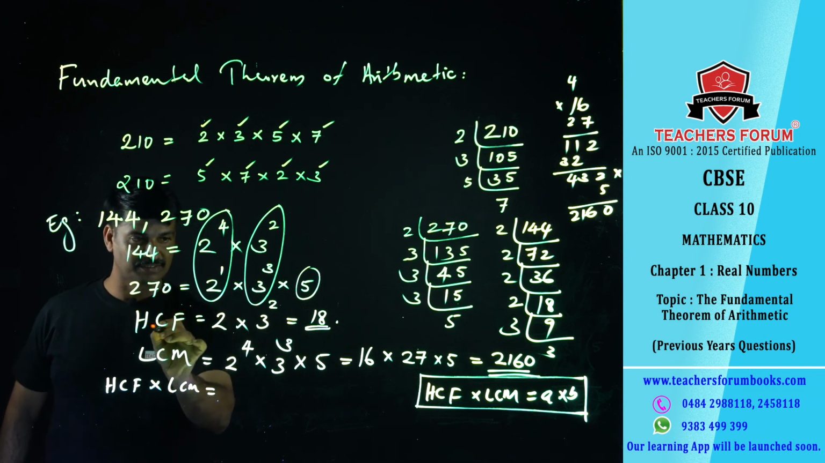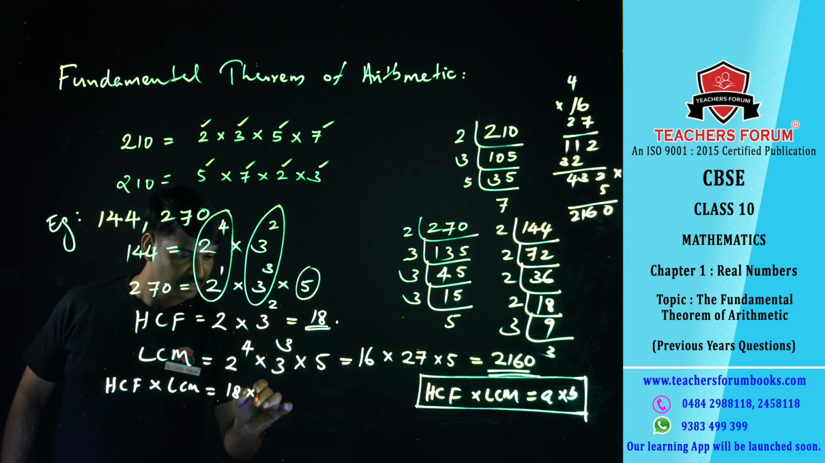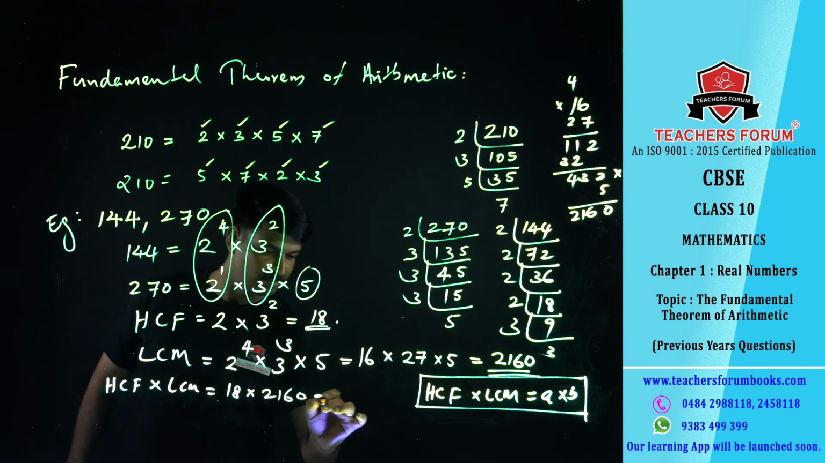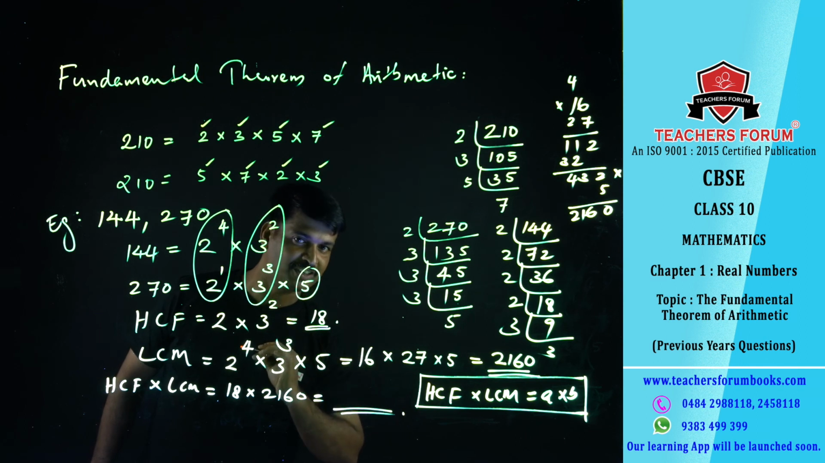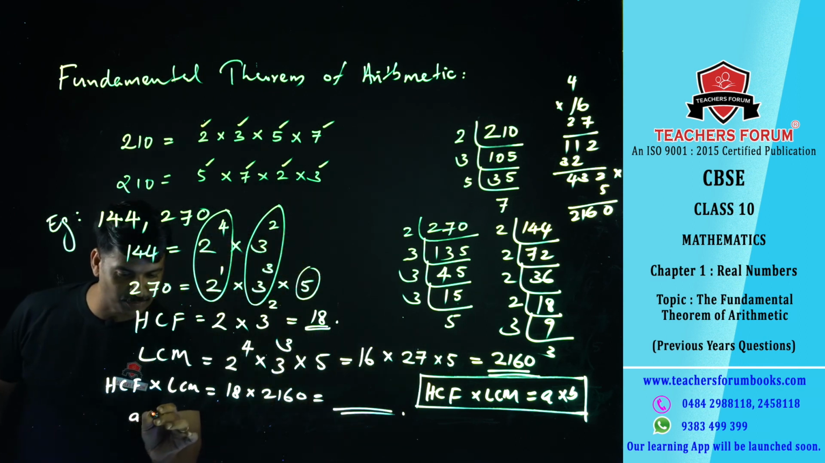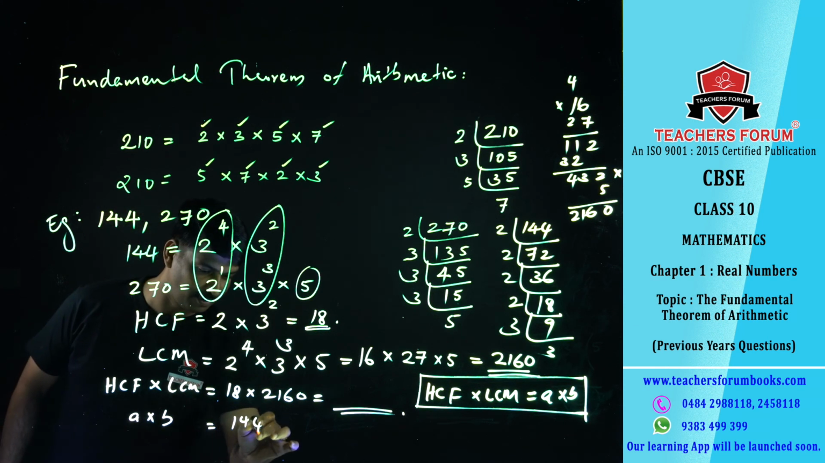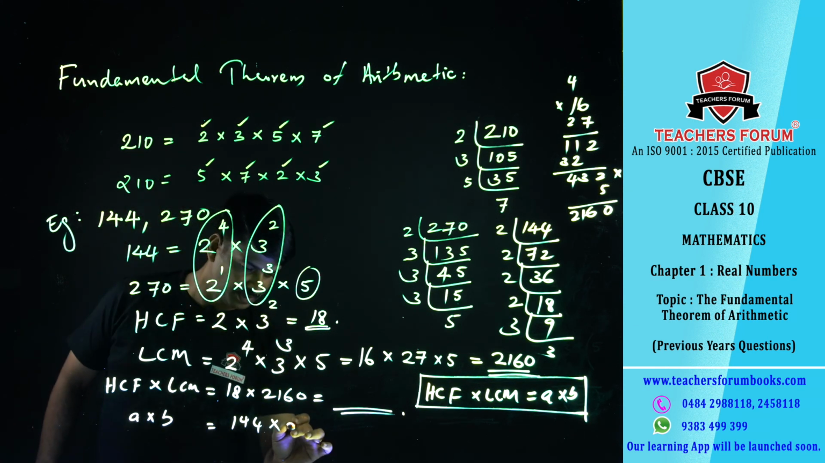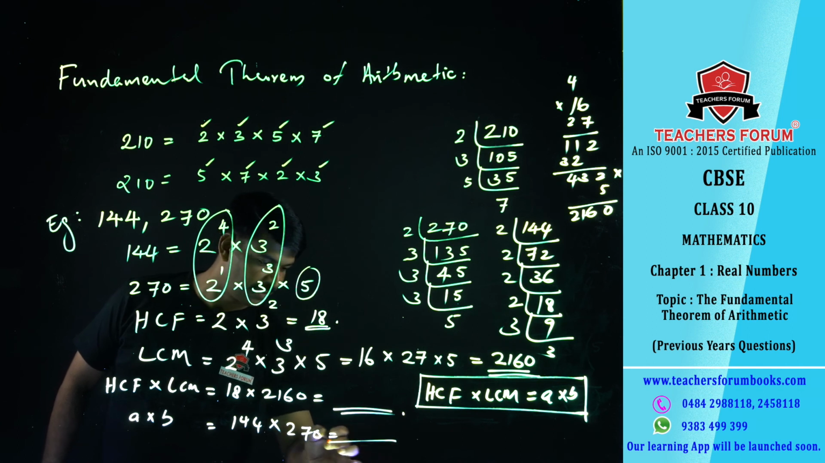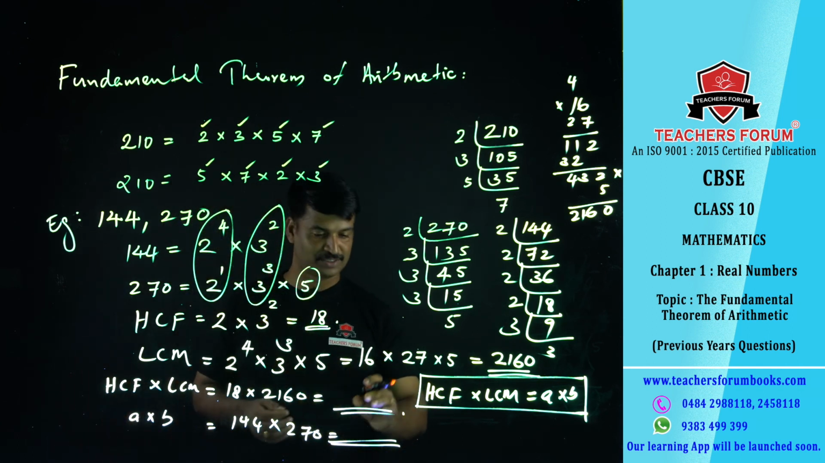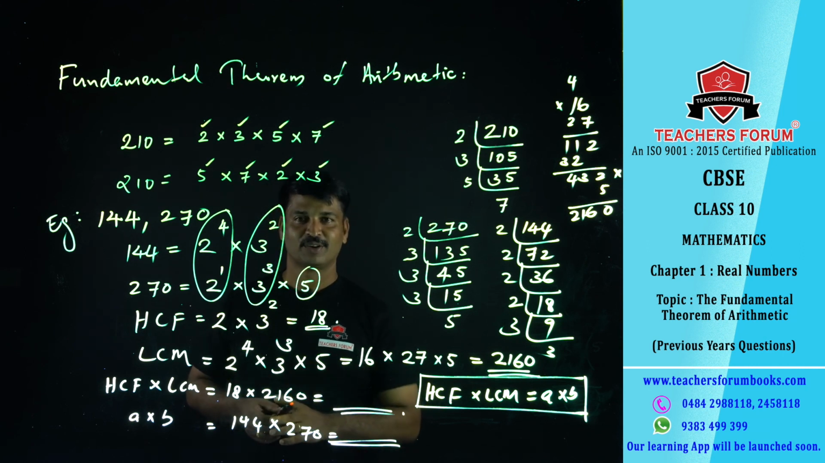You know what is HCF? HCF is 18. LCM is 2160. You just solve it. You will be getting the answer. Now you find what is A into B. What is A here? A is 144. What is B? 270. Just multiply and find the answer. You will be getting the two answers same.